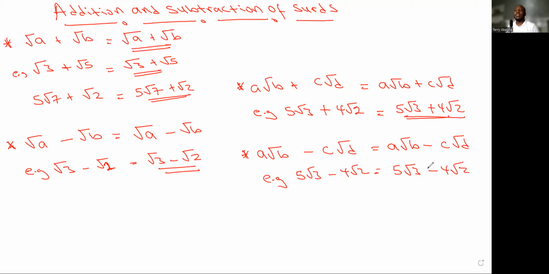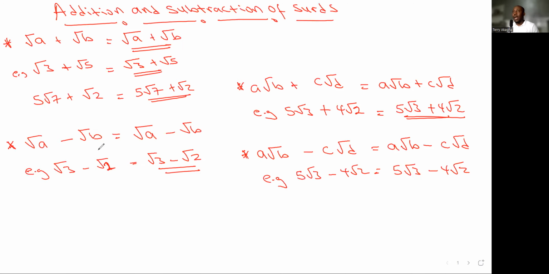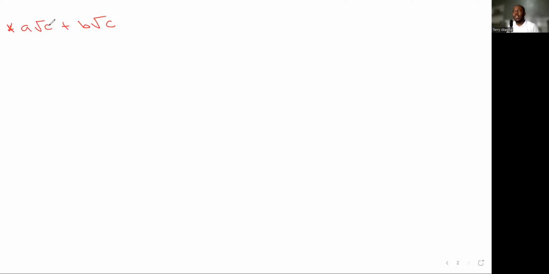This is what you need to keep in mind. So far, when the surds are different, nothing changes. But if they are the same, it's a different ball game. If we have A root C plus B root C, now it's different. In the previous case the surds were different, but in this case the surds are the same. Because they're the same, we can add them together. You add the rational numbers outside, so it's A plus B, then you have root C. Is that making sense?